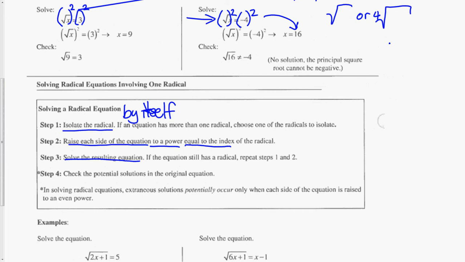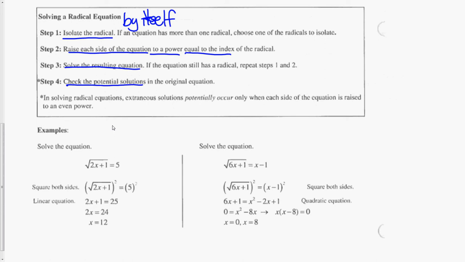And on these, I don't make a big deal about checking solutions, but you might want to check your solutions, because sometimes, especially if we end up with one where we have to factor and you have 2 answers, one may work and one might not work. It just depends on if we end up having to deal with the negative.